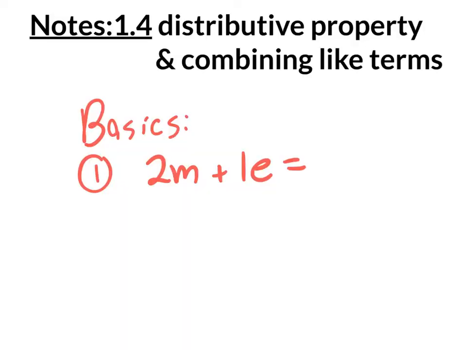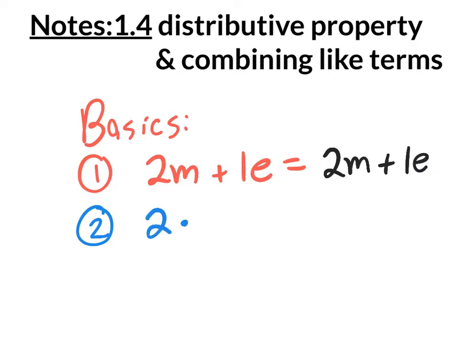So what's the answer here? 2m plus 1e. You can't really combine the terms that are not alike. That's the first fact, the most important part of this lesson right here. You cannot combine terms that are not alike, all right? But you could multiply terms. Like, let's say if I had 2 times x squared. Could I multiply 2 times x squared? Yes, that answer is 2x squared.